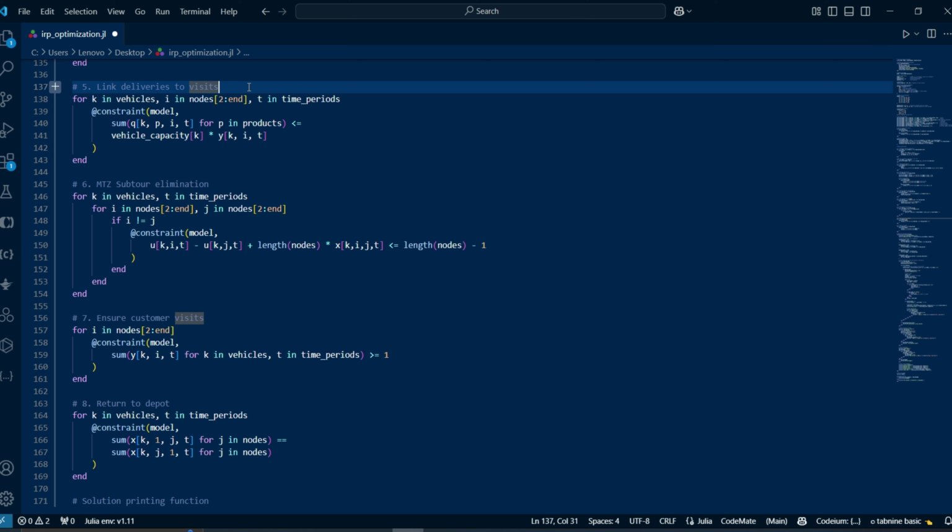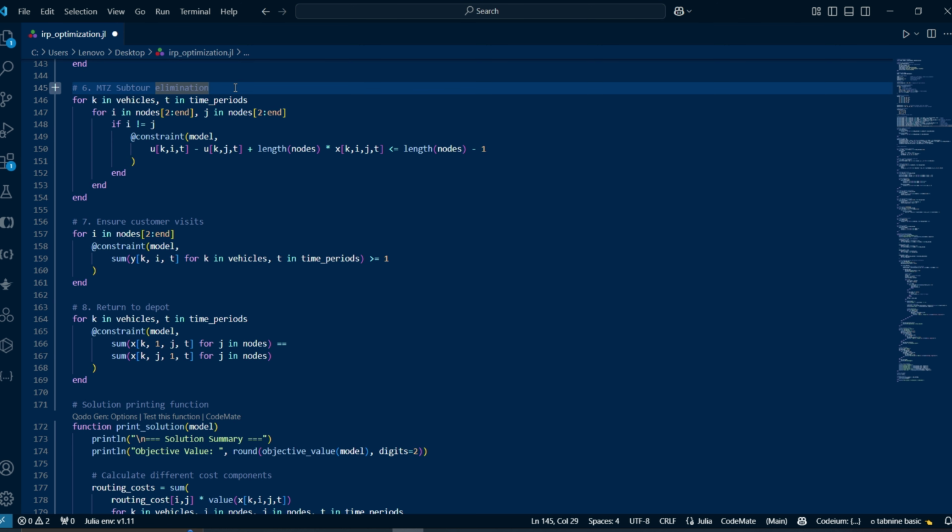Constraint 5 here. This constraint ties the quantity delivered by a vehicle to whether it visits a particular node. If a vehicle doesn't visit a node, it cannot deliver any product to that node. This is achieved by the following formulation, again the sum of Q_kpit, and so on. This linkage ensures logical consistency in the model, preventing deliveries without a visit.